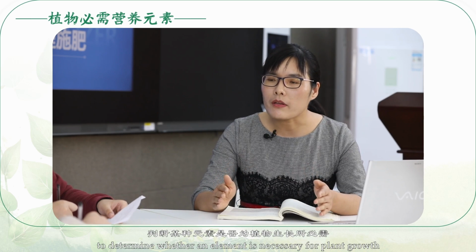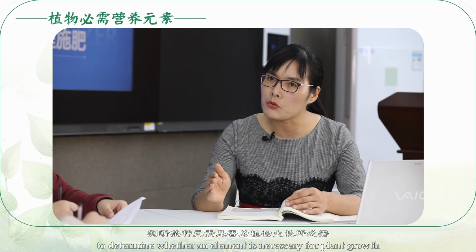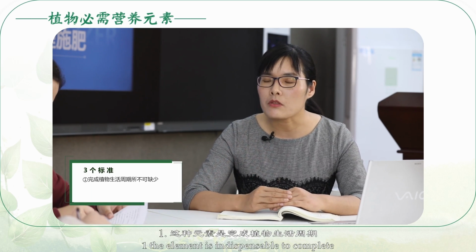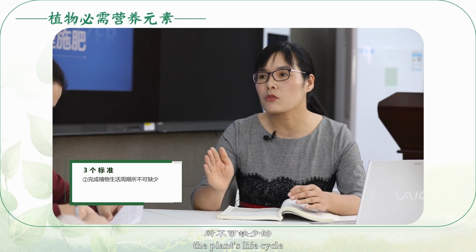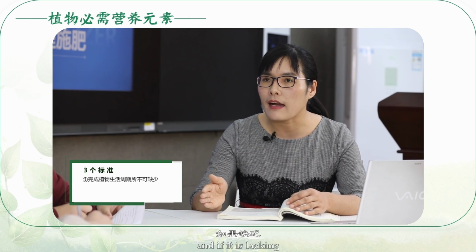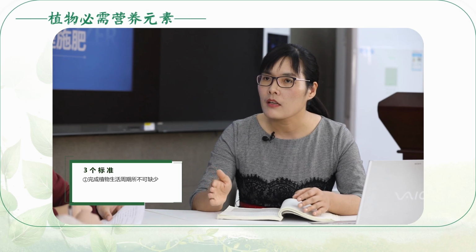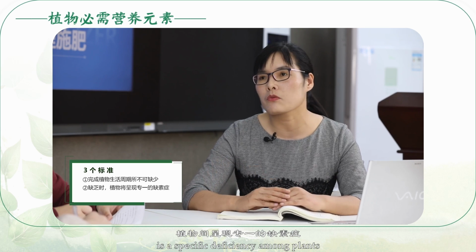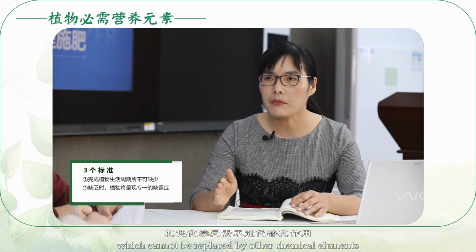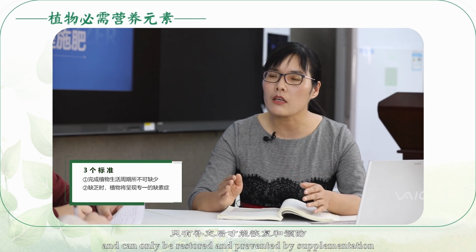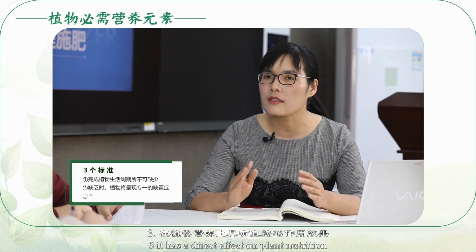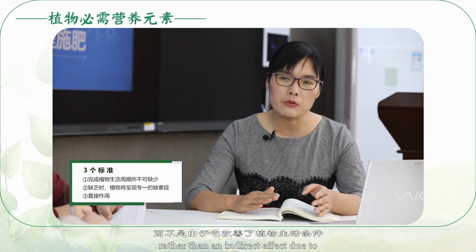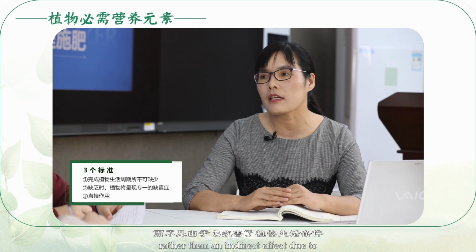To determine whether an element is necessary for plant growth, the following three criteria must be met. 1. The element is indispensable to complete the plant's life cycle, and if it is lacking, the plant cannot develop normally. 2. The deficiency of the element is a specific deficiency among plants, which cannot be replaced by other chemical elements and can only be restored and prevented by supplementation. 3. It has a direct effect on plant nutrition rather than an indirect effect due to its improvement of plant living conditions.